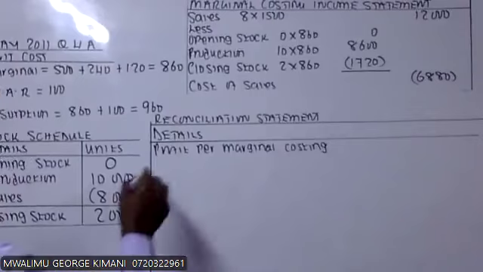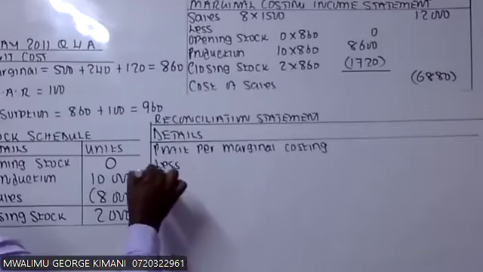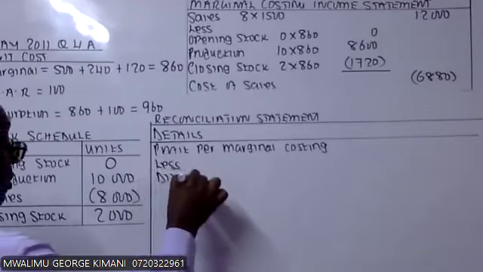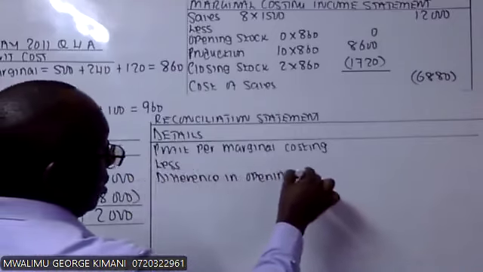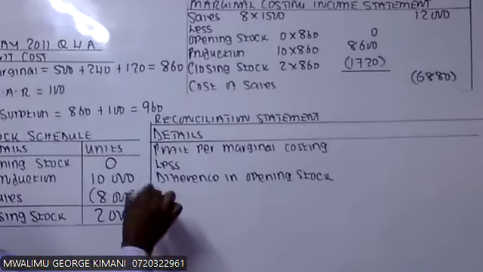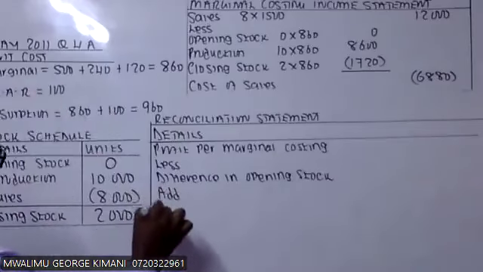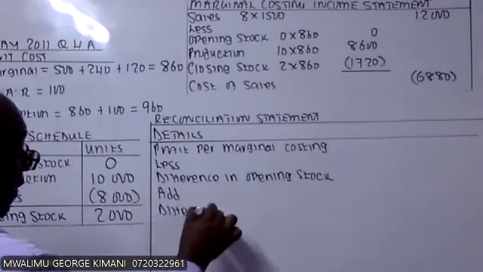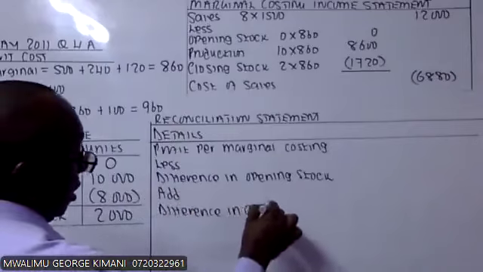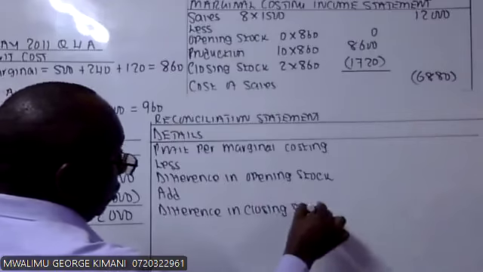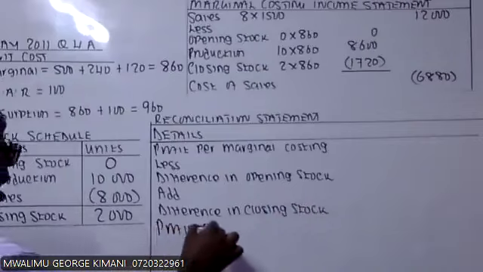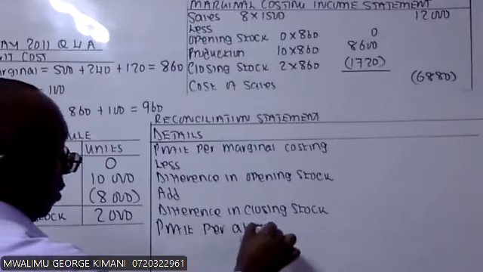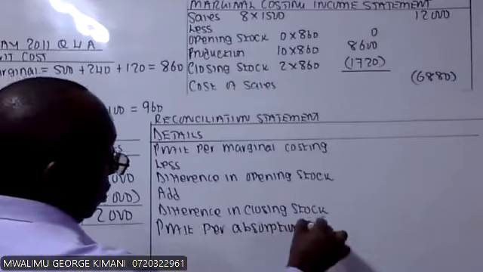you less difference in opening stock. Then you add difference in closing stock. And that should give you profits per absorption costing. Absorption costing.